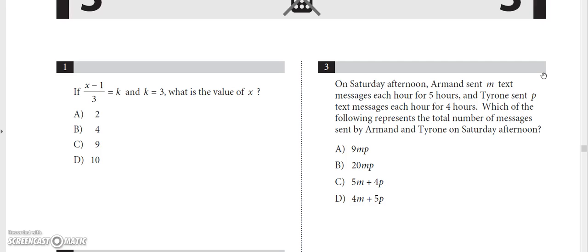So that's the answer. Now, I just want to point something out really quick. D, they're going to try and trick you. They switched it to 4M plus 5P, but that's not right. Because Armand is the one who did it for 5 hours, not Tyrone. Tyrone only did it for 4 hours, so you can't switch them up.